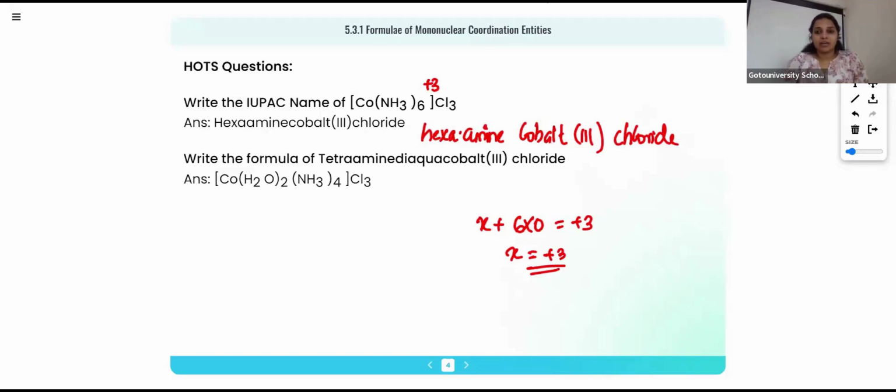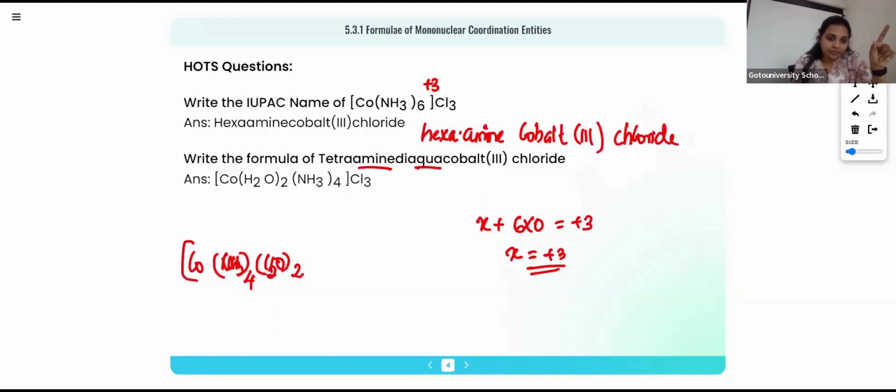Tetraamine diaqua cobalt 3 chloride, right? So here, tetraamine diaqua cobalt 3: cobalt is the metal, so we write it first. Tetraamine means 4 ammonia, so (NH3) 4 times. Now diaqua: here the amino group is one ligand, and water is normally called aqua, so aqua is another ligand. In this case we have to write aqua first based on the alphabet. So Co(NH3)4, and diaqua means H2O 2 times.